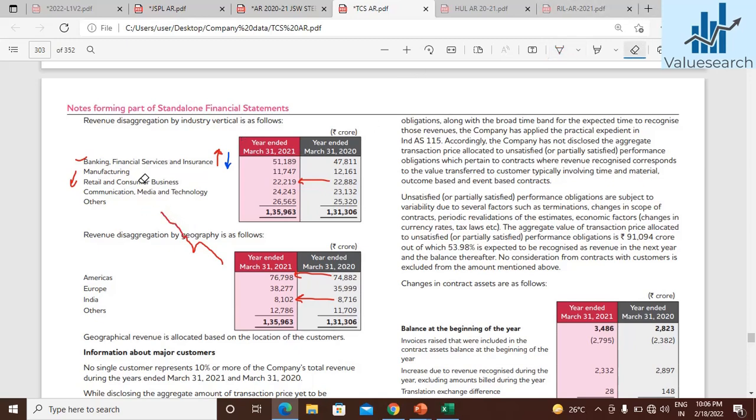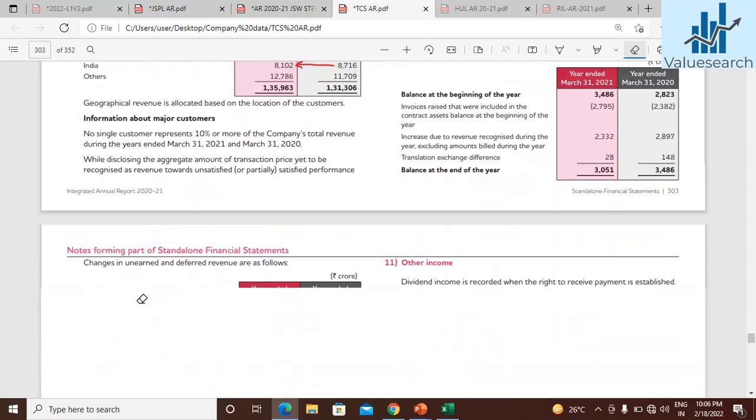No, that is the wrong way to show you. So it was growing like that, and during Brexit it came down, and again it has gone up. Like that, the entire thing has happened. So this is TCS's revenue disintegration and understanding of revenue.